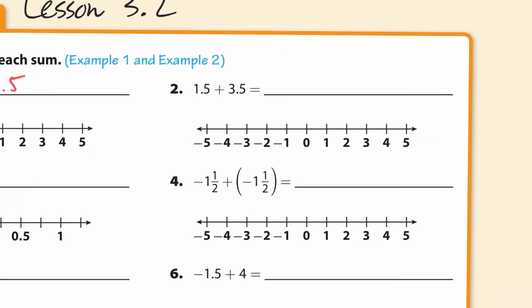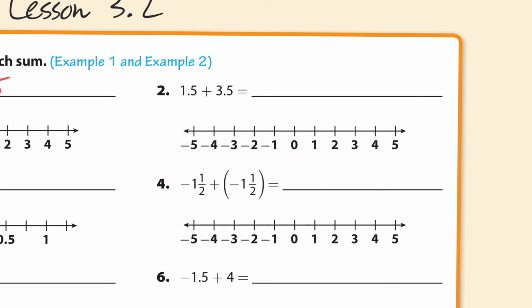On the next one over here, you start at 1.5. So positive 1.5 is right there, and you go over 3.5. So 1, 2, 3.5. We should end up at 5. So that should be 5.